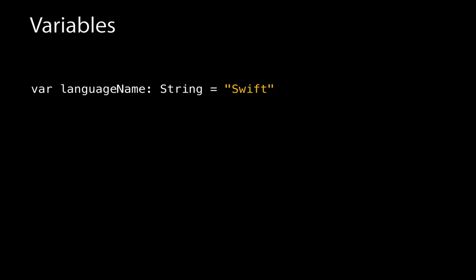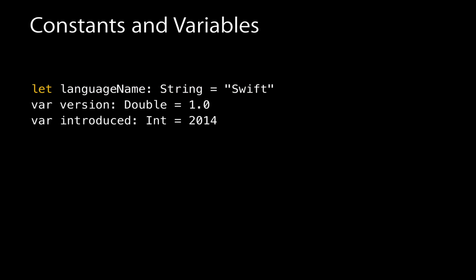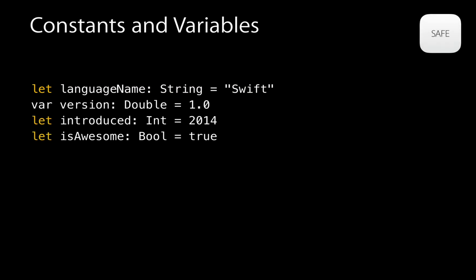Now I say initial value, but there's one thing you might notice about this variable. It doesn't vary. So there's no real need for this to be a variable. Instead, we can define it as a constant with the let keyword instead. And if we introduce a few more of these things, let's have the version of the language. That's a double, 1.0. We'll have the year it was introduced. That's an integer, 2014. And the fact that the language is awesome, that's a Boolean and clearly true. Well, the year the language was introduced and the fact that it's awesome, these also aren't going to change. So they may as well also be constants.